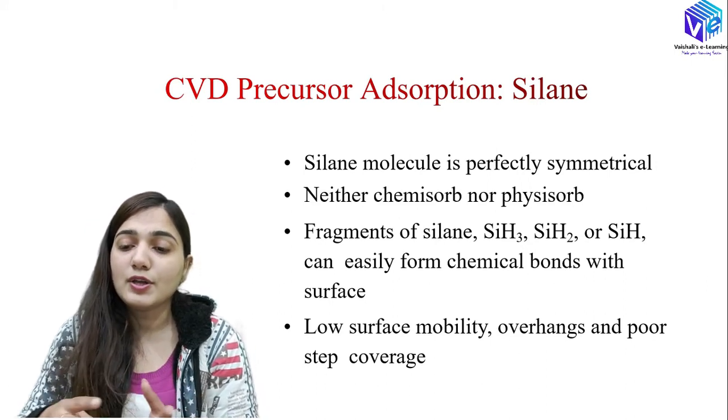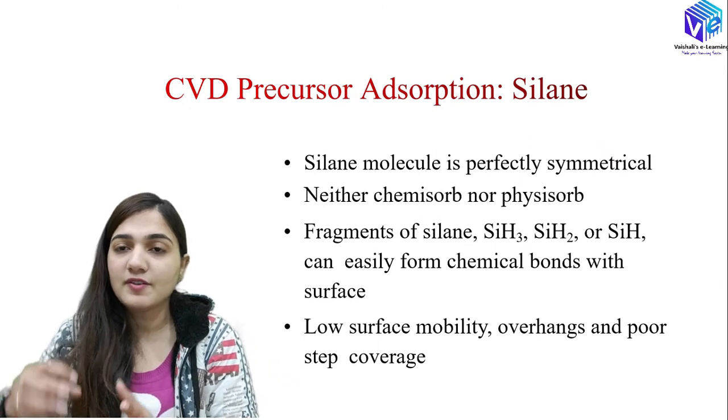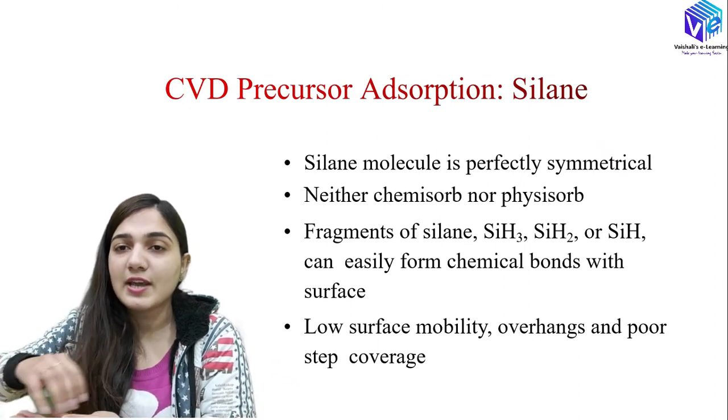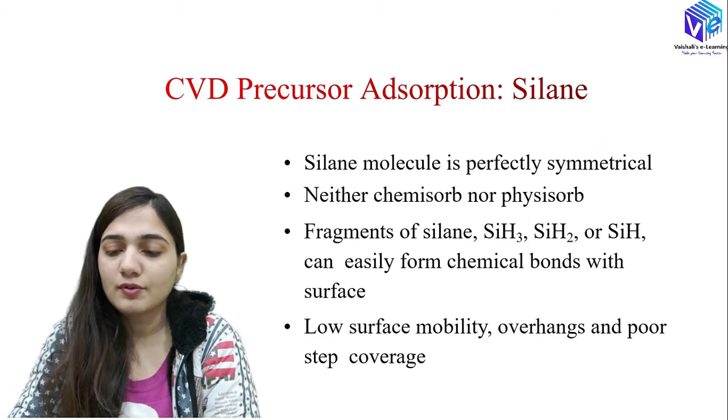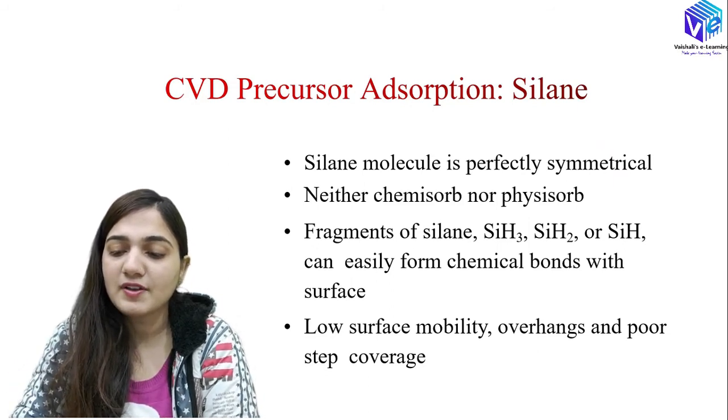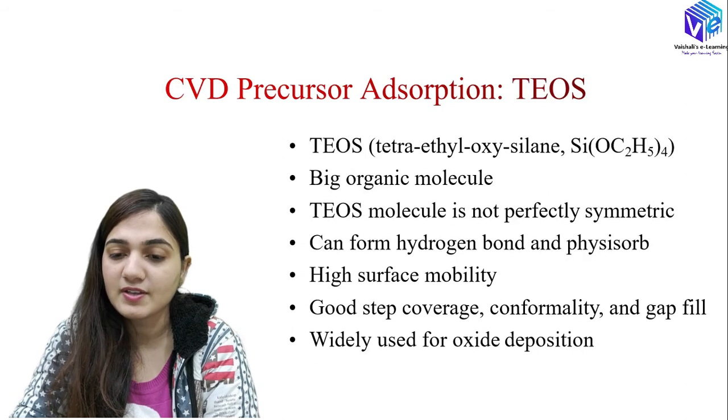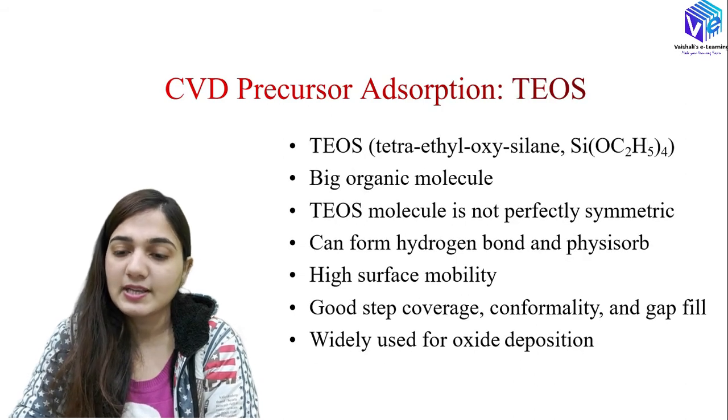Now they are going to have the chemical bond with the surface and they are going to stay on the surface, and this is how they are forming the thin layer. So here we will be having the low surface mobility and there will be formation of overhang and the poor surface coverage. So coming to the TEOS.